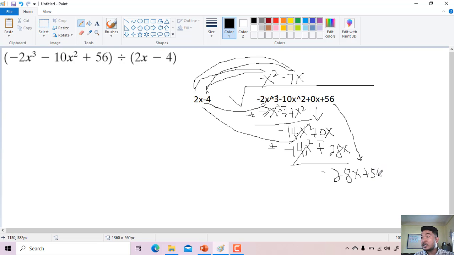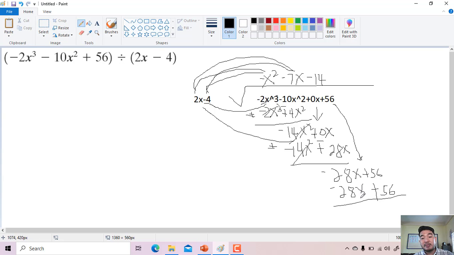And then after that, you divide. Negative 28 by 2 is equal to negative 14. Then x divided by x is x raised to 0, which is 1. Then after that, you multiply negative 14 by 2x minus 4. So negative 14 by 2x is equal to negative 28x. And then negative 14 times negative 4 is equal to positive 56 here. So you have positive 56 here.